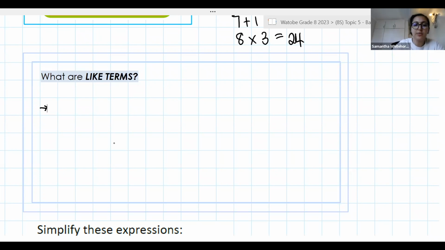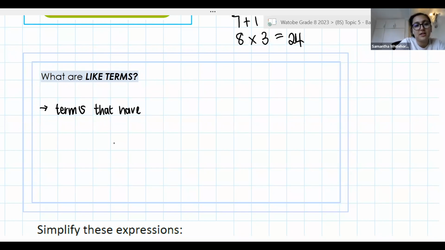Monde, do you want to help? Like terms have the same variables. Good. Okay, so like terms are terms that have the same variables. Well done, Monde.